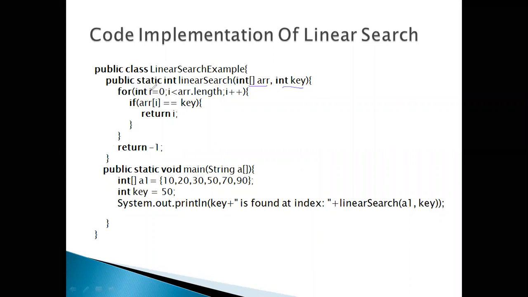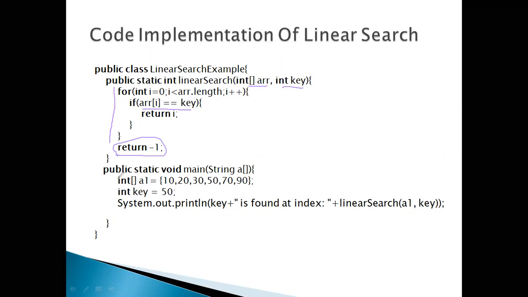Now we iterate for i equal to 0, i less than array.length, i++. So we iterate from 0 to the end of the array, and if array[i], that is any element in the array, is equal to the key, we return i, that is we return the index of that element. If after this entire iteration we don't get any match, finally we return -1. So we return -1 to specify that the element has not been found.